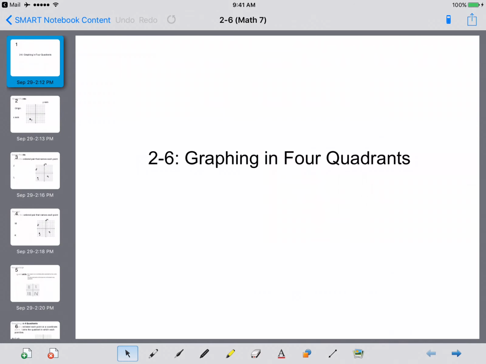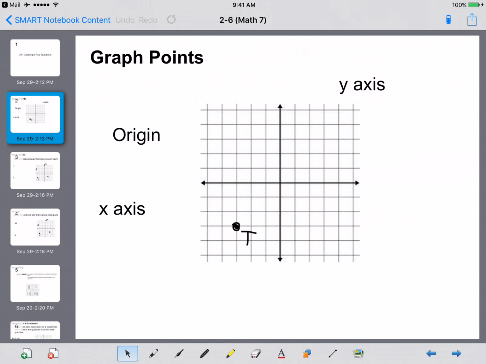Welcome to Chapter 2, Lesson 6, Graphing in 4 Quadrants. So when we're graphing points, some things we need to know are the origin, the x-axis, and the y-axis.